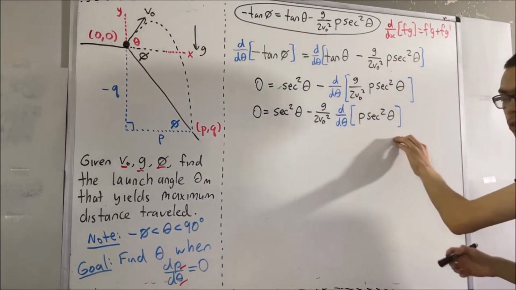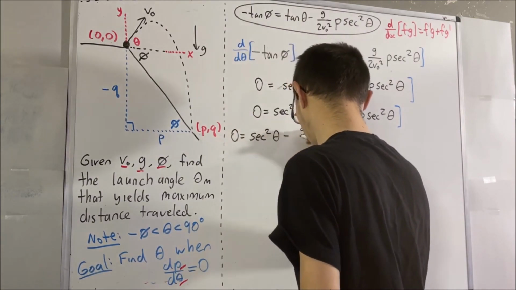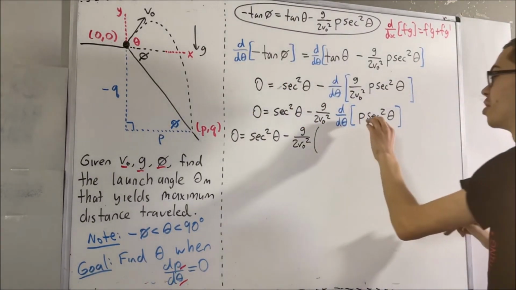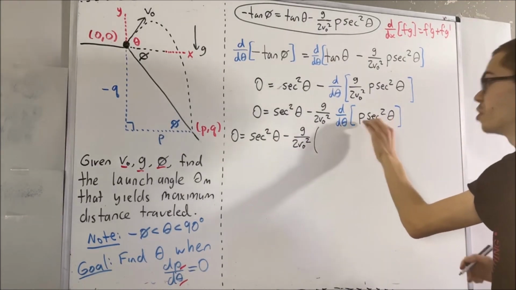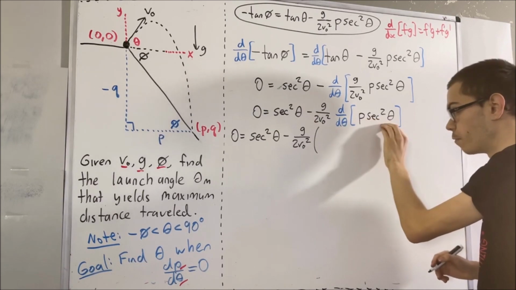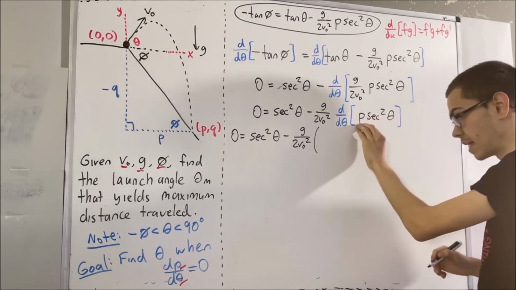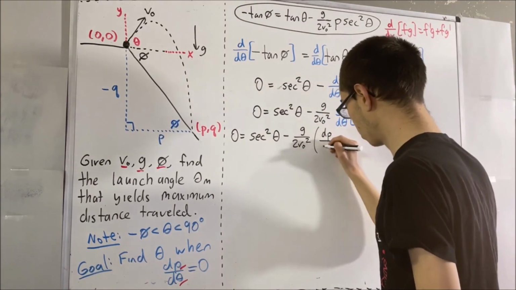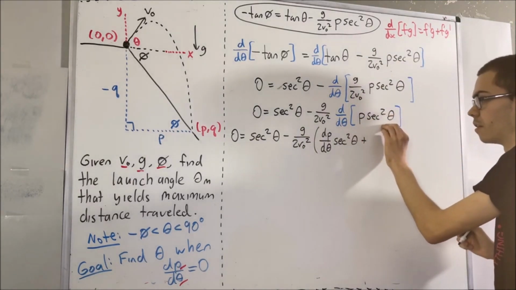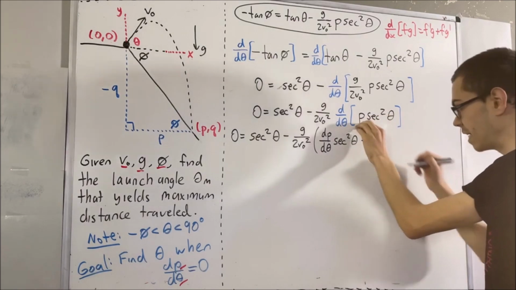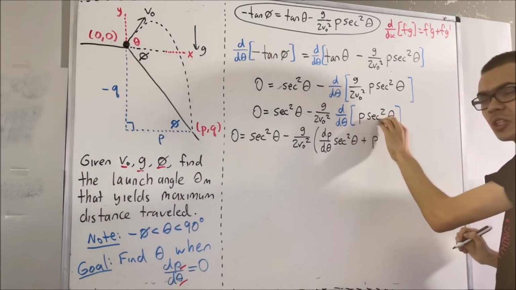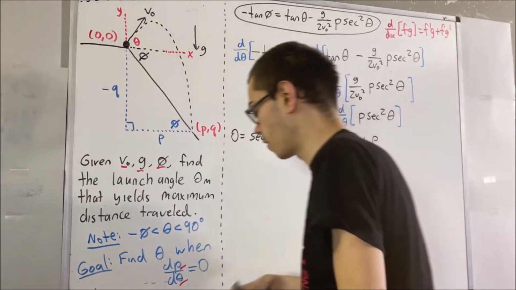So let's use the product rule. The way I like to do the product rule is I think of it as derivative, no derivative, plus no derivative, derivative. So starting with derivative, no derivative, we have dp over d theta times secant squared theta, plus no derivative, derivative. So then that means we're going to be doing p times the derivative of secant squared theta. Now that's a little bit of a difficult derivative, so let me write that off to the side.